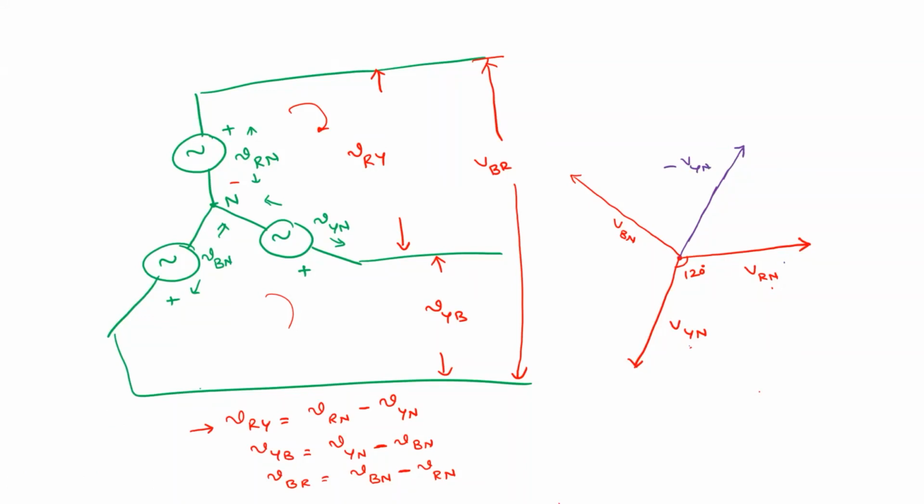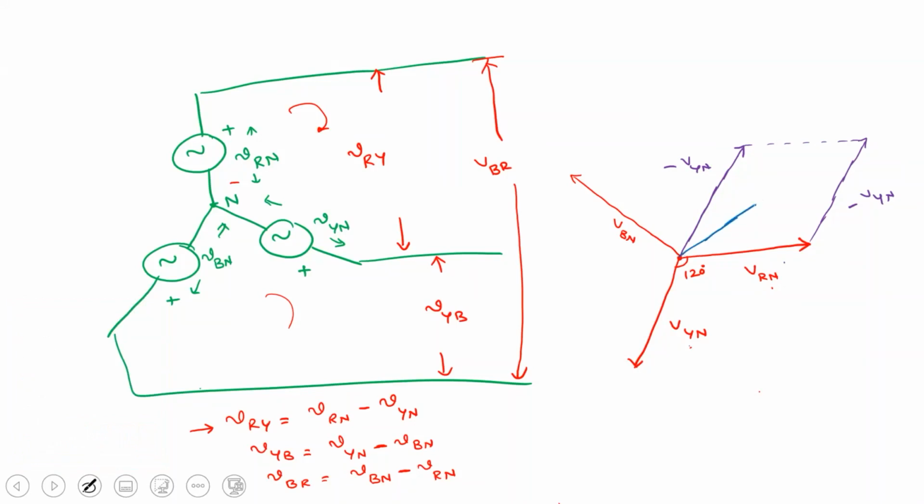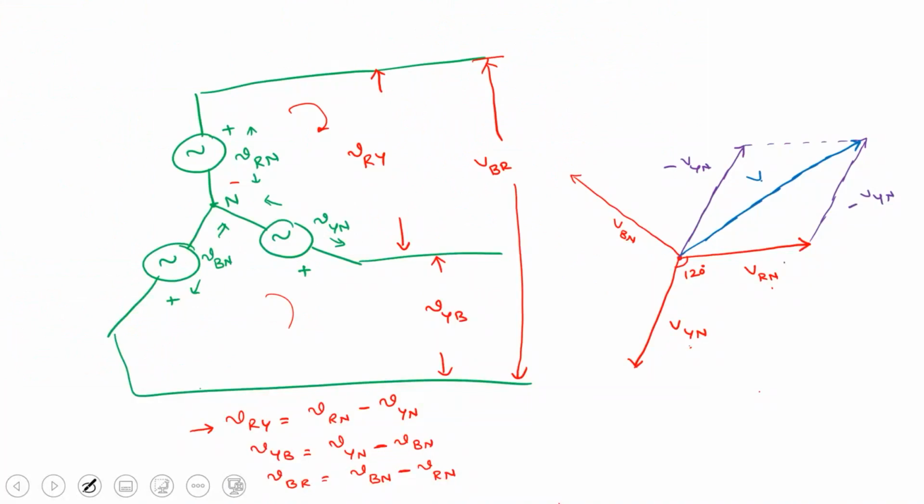So what is the next step? We need to add these two. How to add them? Draw a line parallel to this one. So this will be minus VYN. It will be like this, and this will be the resultant. So what is this phasor? That resultant is the phasor VRY, right? Agree?